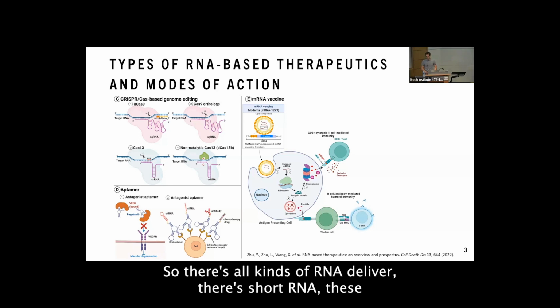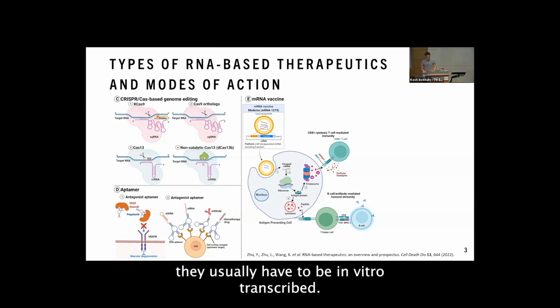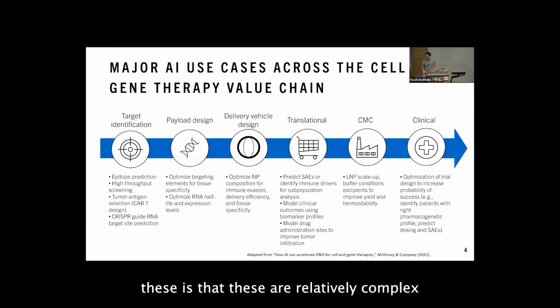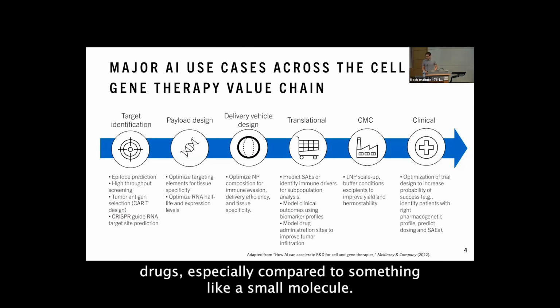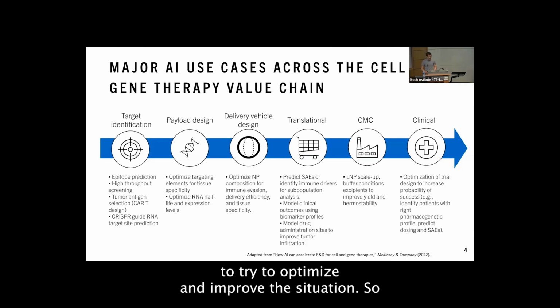There's short RNAs. These can usually be chemically synthesized. There's long RNAs, mRNAs specifically. They usually have to be in vitro transcribed. And the main thing to understand about these is that these are relatively complex drugs, especially compared to something like a small molecule. And so there's all kinds of dimensions along which you might want to try to optimize and improve the situation.